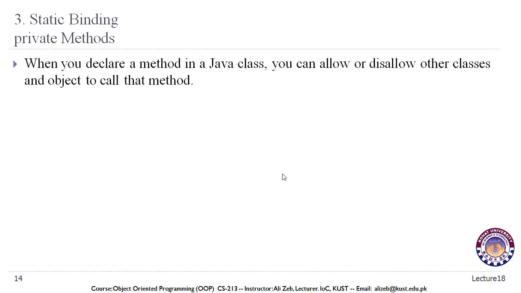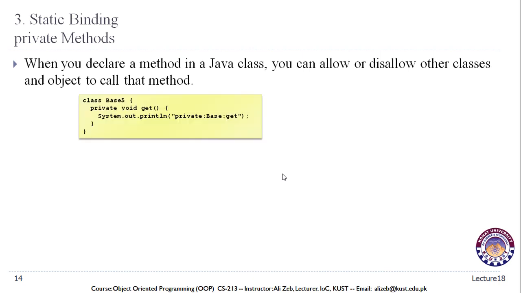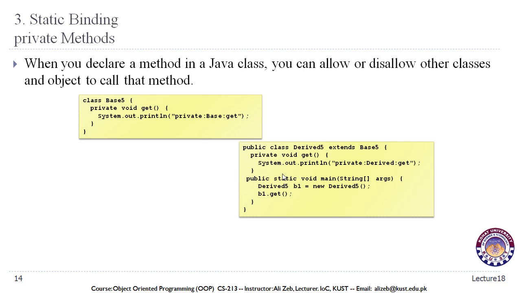Private methods. When you declare a method in a Java class, you can allow or disallow other classes and objects to call that method. And we can disallow other classes to access that method by declaring that method as private. Again, with the same example, we have two methods with the same name in the two classes, but it cannot override this method from the superclass because that method has been declared as private. And if you run this program, the output that you should get is only the subclass's get method, because it cannot access the superclass's get method in this case.